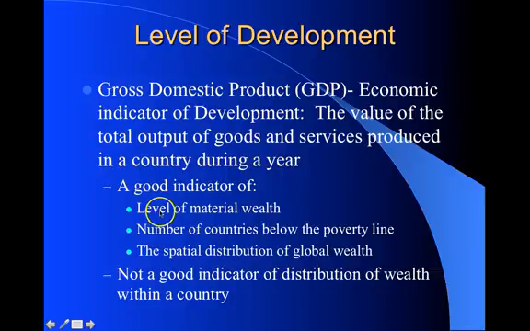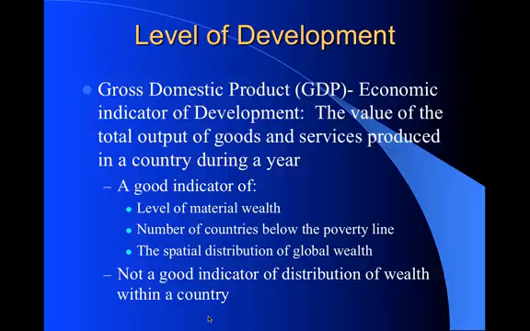Gross domestic product is good at telling us what type of material wealth we have. If we have a very wealthy country producing or a very poor country producing. It also tells us the number of countries that are below the poverty line. It also tells us where things are. Where are those goods and where are those not goods? Here's what gross domestic product does not do a very good job at, and that is it does not do a good job looking at where wealth is. So this idea of distribution of wealth within a country.